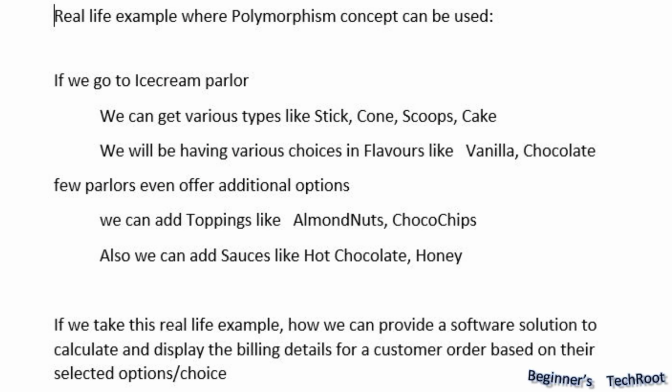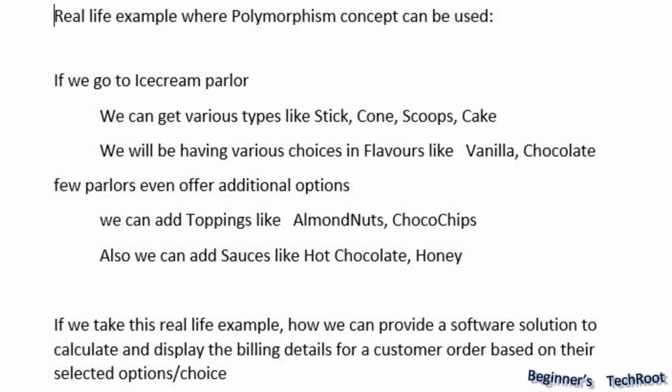We will also have choices in flavor, like vanilla, chocolate, and strawberry. Even a few ice cream parlors give additional options, like we can add toppings such as almond nuts and choco chips. Similarly, we can add sauces like hot chocolate and honey sauce. So when we go to any ice cream parlor, we have many options to choose from.